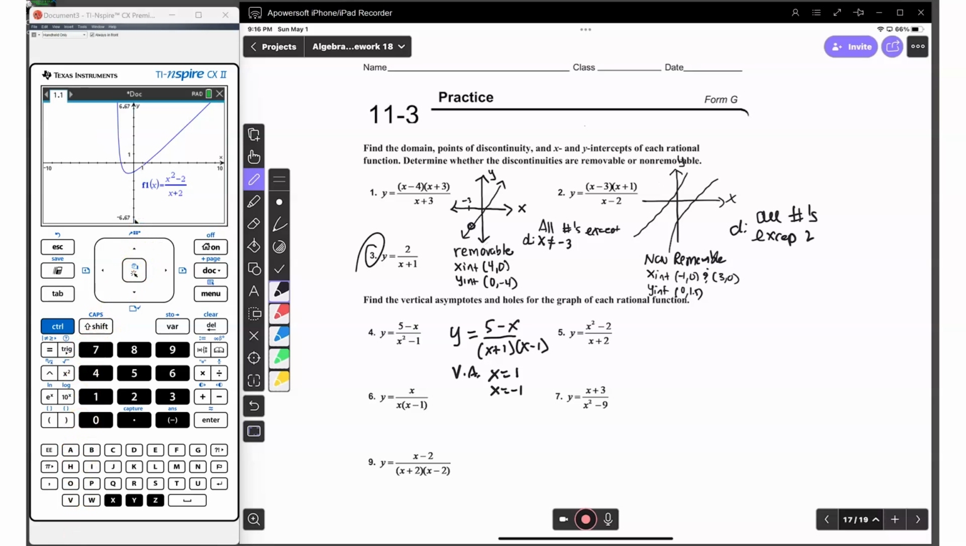For number 5, we're unable to write it in factored form, but if you notice, I did graph it here. And if you want to know where the vertical asymptote is, you can always go to the table to verify. And you notice what's going to make the denominator equal to 0, because if the denominator is 0, then it's undefined, and we notice that it's going to be negative 2. So the vertical asymptote is at x equals negative 2.